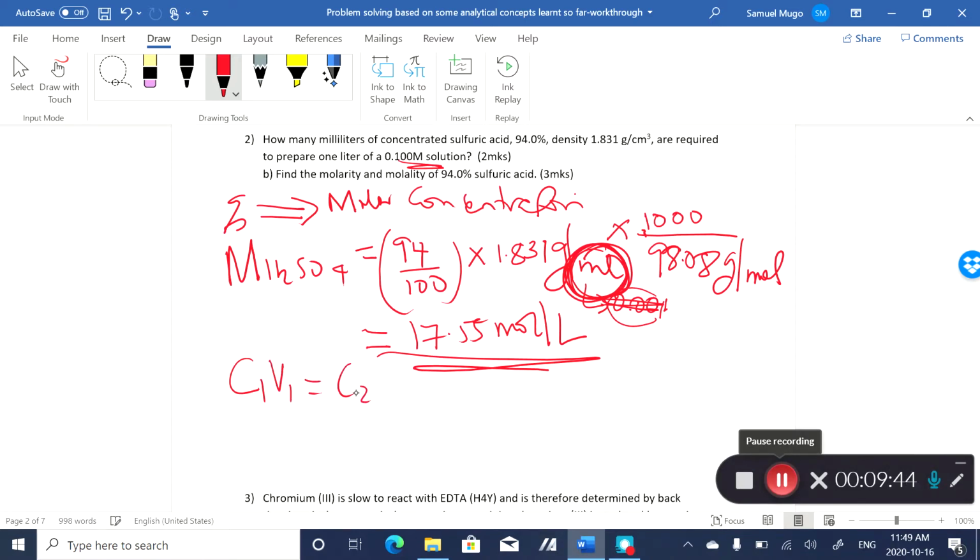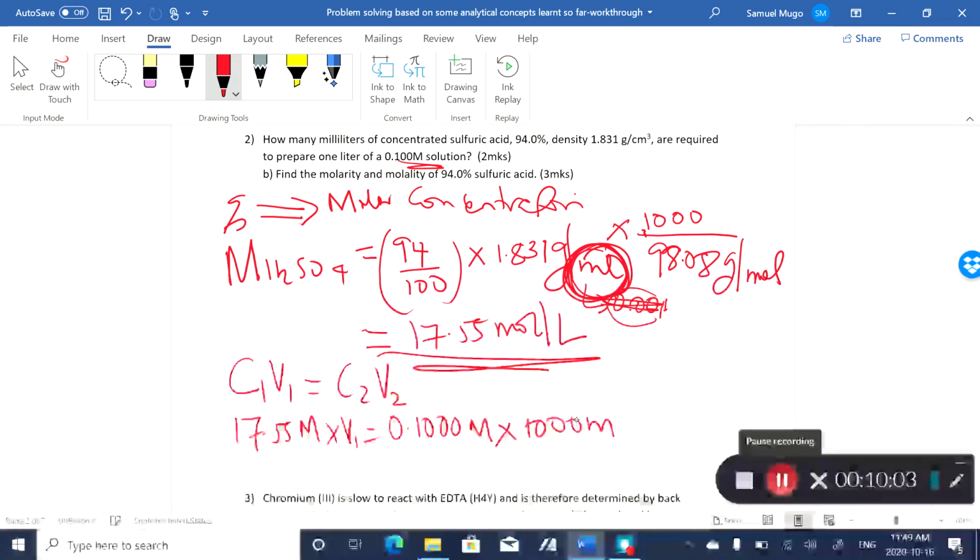And now, knowing this, you can very easily calculate the mLs, because you know the dilution equation, C1V1 = C2V2. The original concentration is 17.55 molar, and we are looking for the V1. The C2 is known, that is the dilute solution that you are making, and it's 1 liter of solution, which is 1,000 mL. So the V1 then is equal to 5.70 mL.